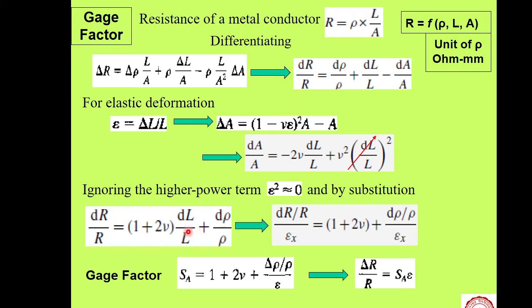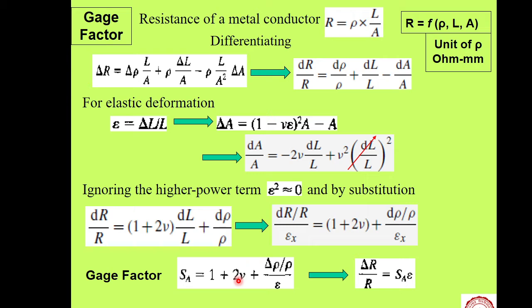Now what is dL by L? That is epsilon. So this dR by R is the rate of change of resistance, and if we divide it by epsilon, what do we get on the right hand side? This is 1 plus twice nu, and here we have another term which is the rate of change of resistivity per unit strain. So this whole thing is called the gauge factor. Is that clear? The right hand side that we are having is the gauge factor.